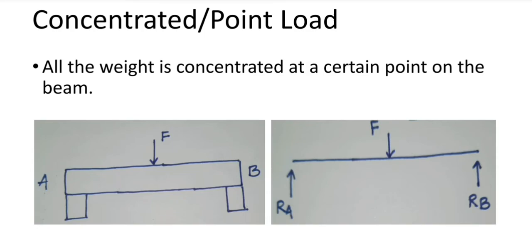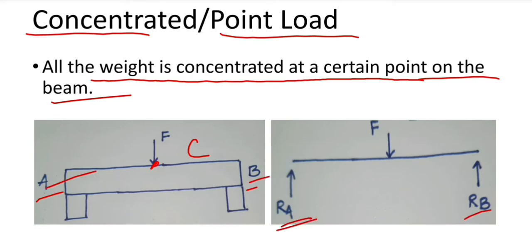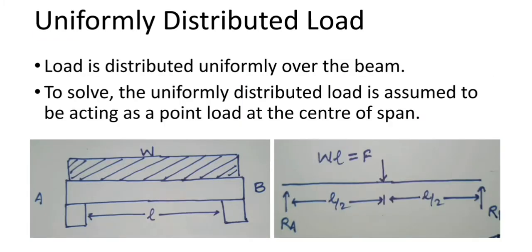So moving forward, this is the first type of load, that is the concentrated point load. Here all the weight is concentrated at a certain point on the beam. If this is a beam AB and a force F is applied at a point C, then at point A and at point B there will be reaction forces RA and RB perpendicularly upwards to the beam, and the force F will act at point C. Okay, that was the first type.